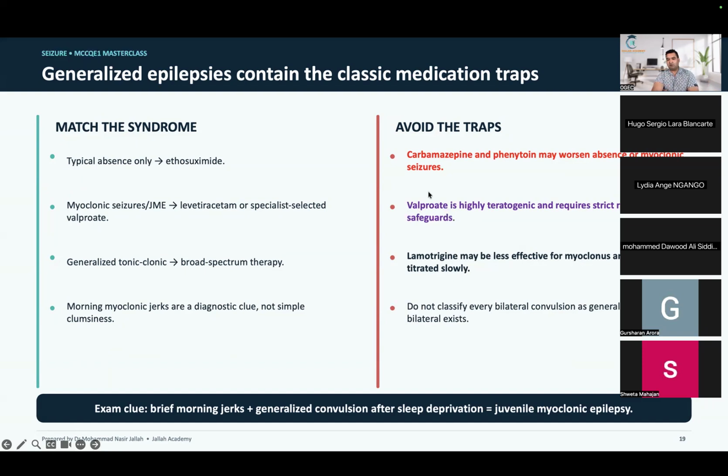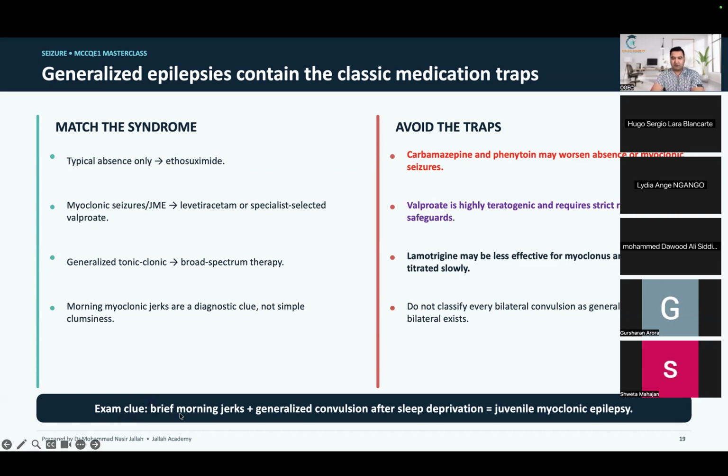And also for valproate, remember, it causes pancreatitis. The reason I mention it is because there was a case in one of the subscriptions where the patient developed pancreatitis after taking valproate for a long period of time. Just remember this and take a note: valproate causes pancreatitis with long-term use.